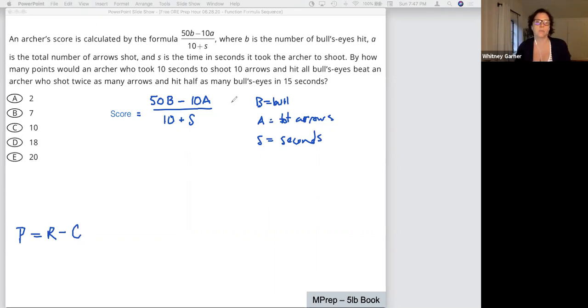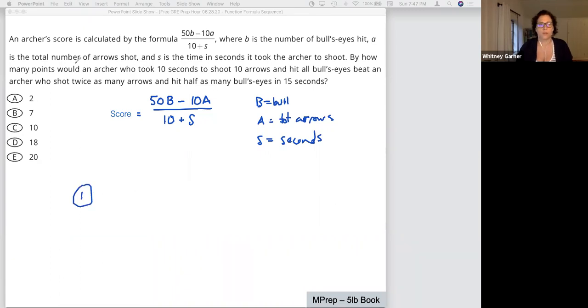For these types of problems, they're just going to give you a bunch of text and then they're going to give you a formula, right? And it's mostly invented. So I'm trying to compare one archer who took 10 seconds to shoot 10 arrows and got all bullseyes, versus an archer who shot twice as many arrows, half as many bullseyes, and took 15 seconds. So I just have to figure out how to plug all this stuff in. So let's start with our first archer.